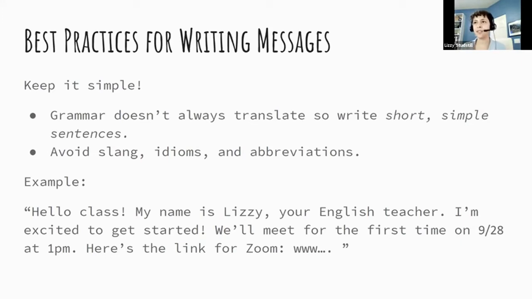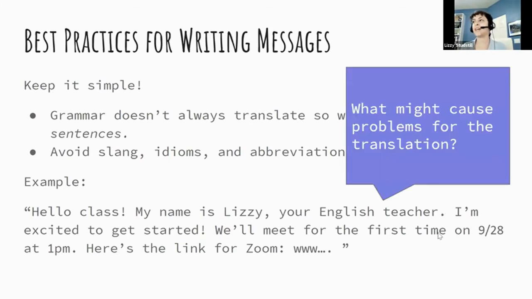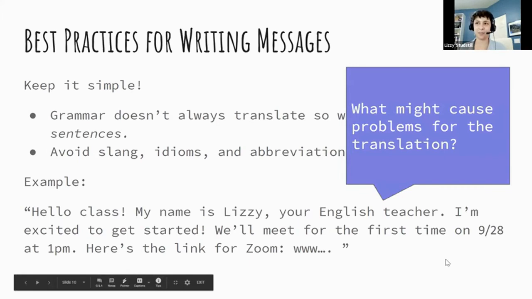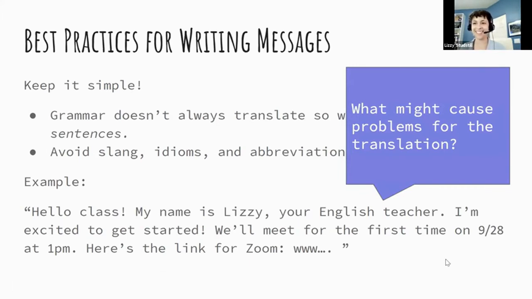What I want to know, looking at that message, is what might cause problems for the translation. So in the chat, send anything that you think might get a little garbled by the robot. And Kate, if you can read those out to me as they come in. Sure. It's easy to stump the robot.